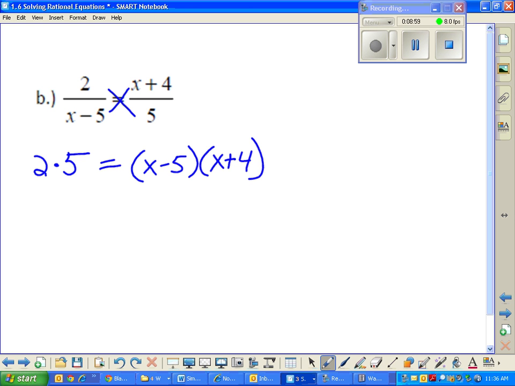After you set up your cross product, you have to multiply. So I'm going to multiply. 2 times 5 is 10. Remember, to find the product of 2 binomials, we just FOIL. So I'm going to do x times x, that's x squared. The outers is going to be 4 times x, or 4x. The inners is going to be negative 5 times x, that's negative 5x. And then my lasts multiply together to yield a product of negative 20. I'll combine like terms.